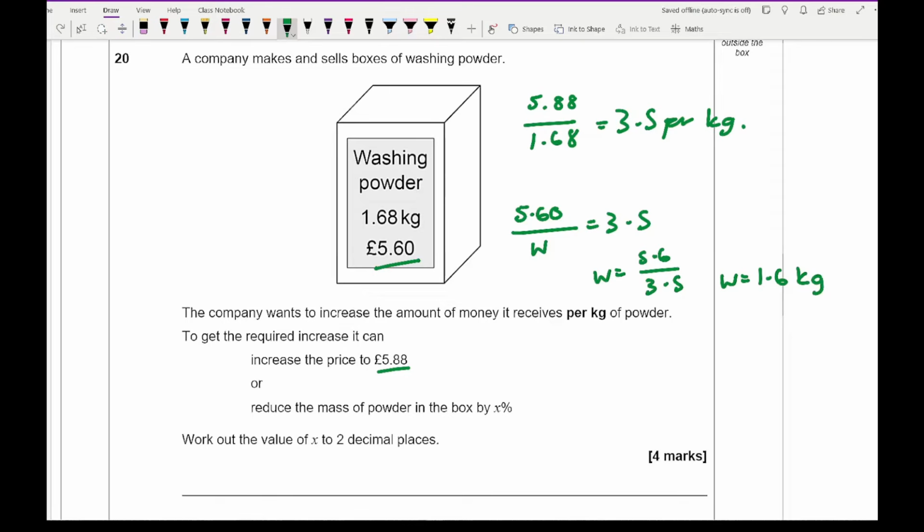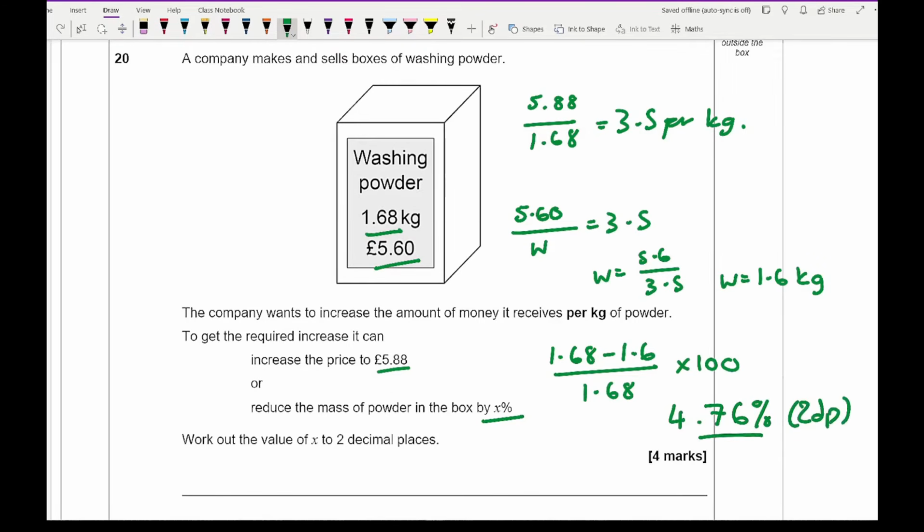Now the question is asking me to work out what the percentage change is going to be. So it's going to be 1.68 minus 1.6 divided by the original weight, which is 1.68, and I'm going to multiply that by 100. So 1.68 minus 1.6 divided by 1.68 multiplied by 100, and I get an answer of 4.76%, and that's to 2 decimal places.